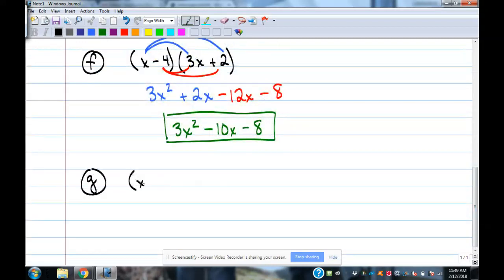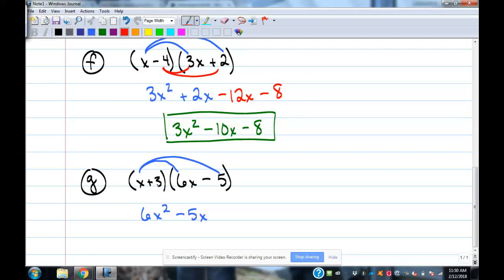So look at this one. x plus 3 times 6x minus 5. So again, we're going to distribute how many times? Twice, because the piece in front has two terms. So I'm saying x times both of those. x times 6x, x squared, right? And then x times -5, -5x.